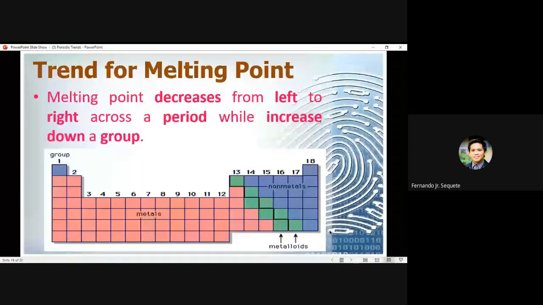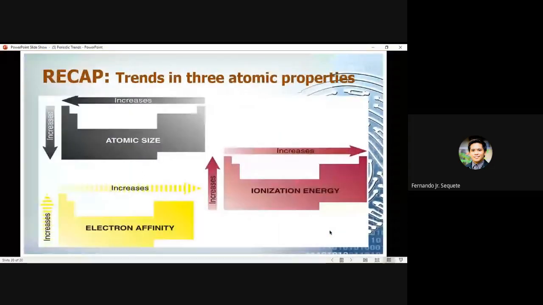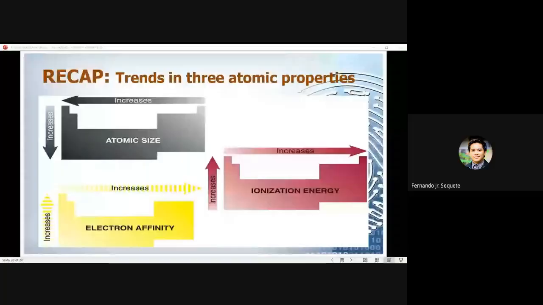We have our atomic size, our electron affinity, and our ionization energy. Again, my advice to you, children, is that you have to look for a pattern. If it's left to right, it should be left to right, not right to left. You should choose only one. And then top to bottom versus bottom to top, you should also choose only one, so that you don't get confused. Although the opposite is what will happen.